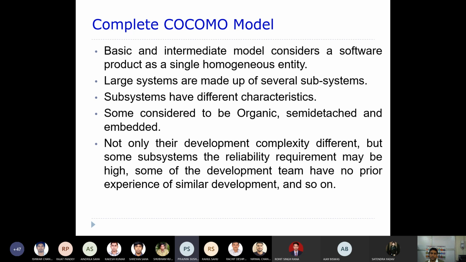So now the final slide here is the complete COCOMO. Yes, Susri, you ask me. No, sir. Okay, no doubt.